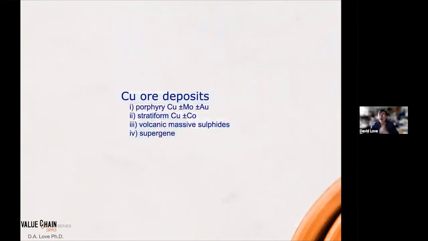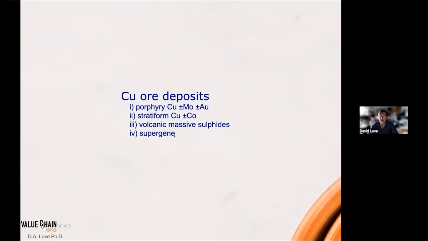So that's it, a quick summary of the geology of copper deposits. Porphyry copper deposits, disseminated, can also contain molybdenum and/or gold. Stratiform copper deposits in sedimentary rocks also contain the world's largest source of cobalt. Disseminated deposits. Volcanogenic massive sulfide deposits are massive sulfides and can contain zinc and lead also.